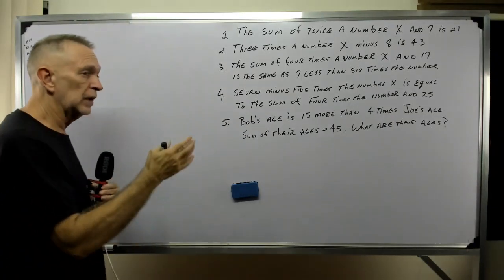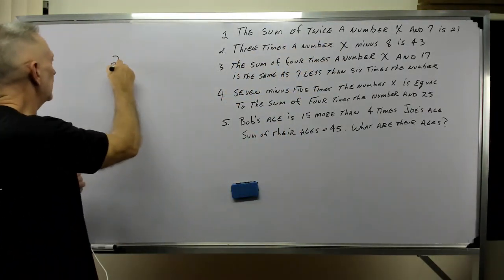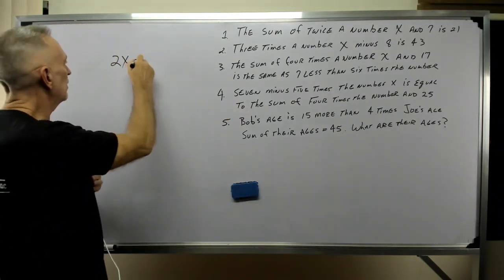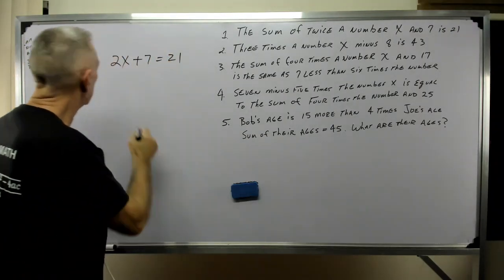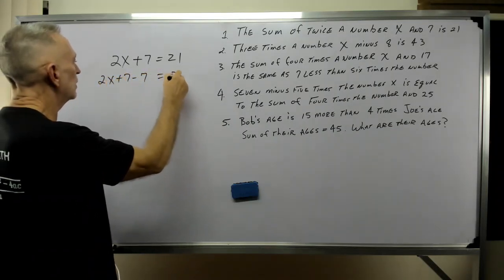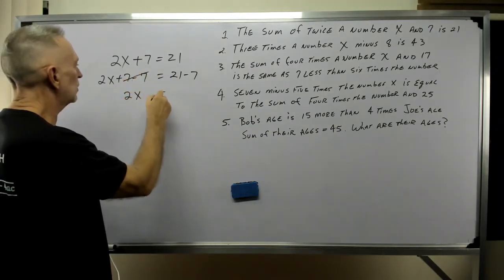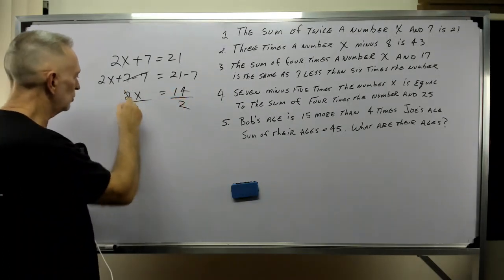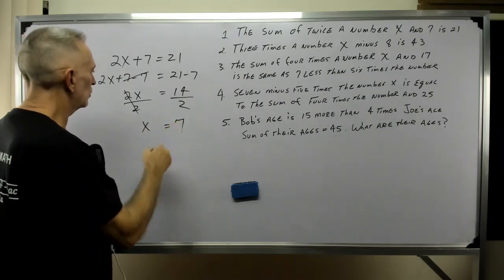The sum, okay, we know we're adding something. We have twice a number x, so we have 2x, 2 times x. The sum of twice a number x and 7 is 21. There's my equation. So I'm going to subtract 7 from both sides. These 7's cancel. So 2x equals 21 minus 7, which is 14. Divide both sides by 2. 2 over 2 is 1. 1 times x is x, so x equals 7.